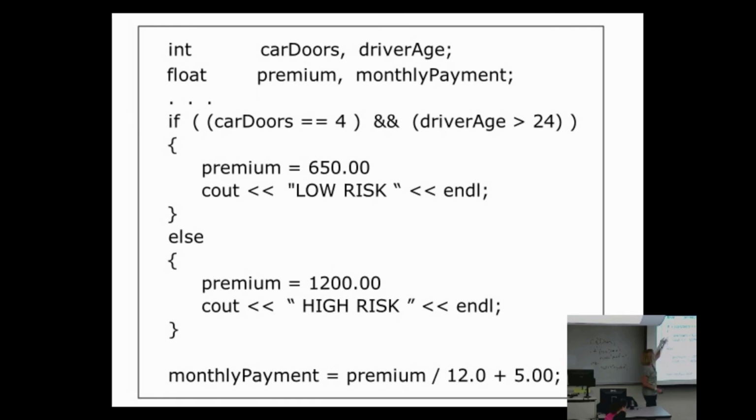Which is a compound statement. Okay. Now, in this case, I only get here if what is the scenario? If that failed. If it didn't have 4 car doors and the driver's not greater than 24, and that failed, then I come down here and they're a high-risk insurance guy. When is this guy going to get calculated? After, and always. Regardless of what the if-else is, we will always do this line of code, okay?